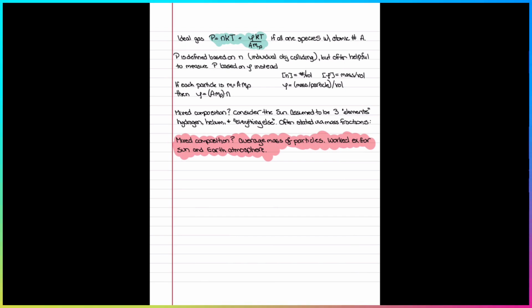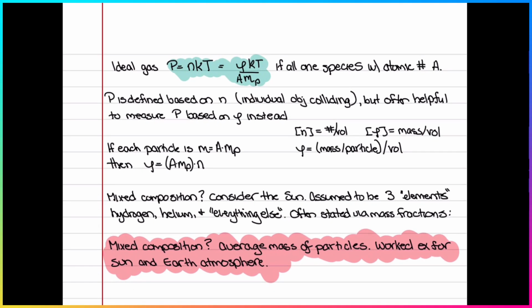So let's go back to the ideal gas law and talk a little bit about that. We, of course, write it as P equals nkT. Sometimes it is more useful to talk about the mass density instead of the number density. Right? So this is in terms of number densities. That is how pressure is defined.